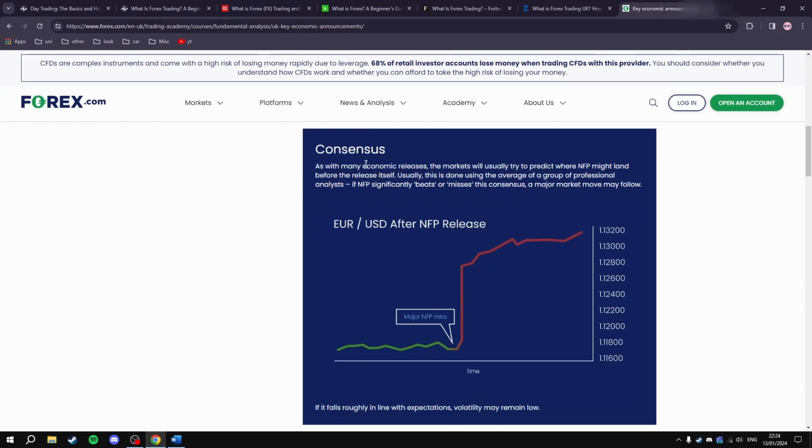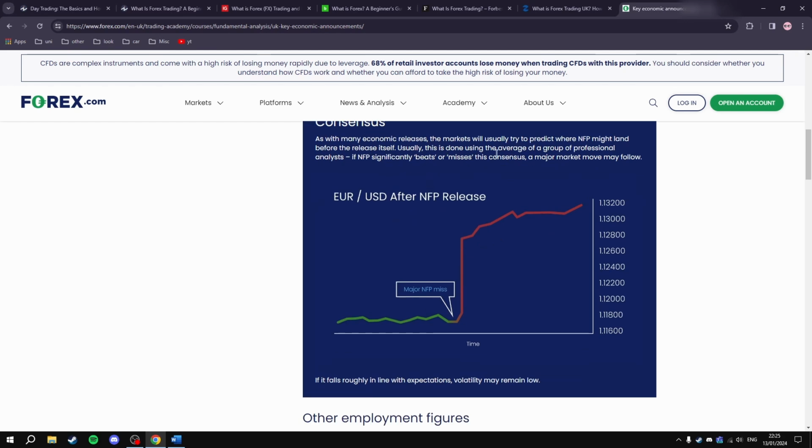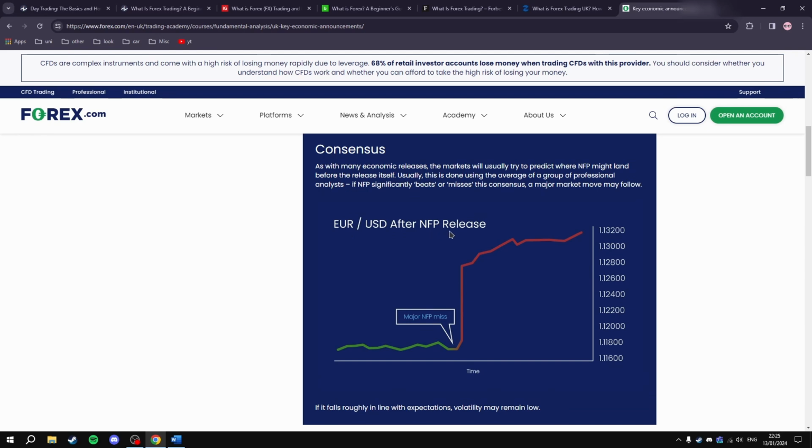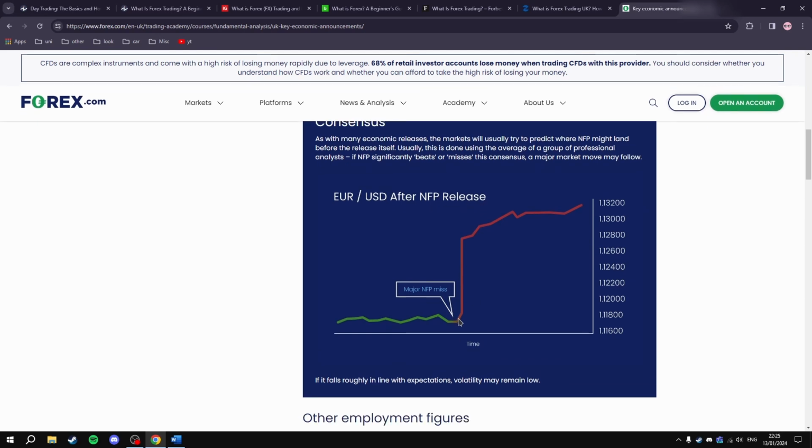Consensus. As with many economic releases, the markets will usually try and predict where NFP might land before the release itself. Usually, this is done using the average of a group of professional analysts. If NFP significantly beats or misses this consensus, a major market move may follow. If it falls roughly in line with expectations, volatility may remain low.